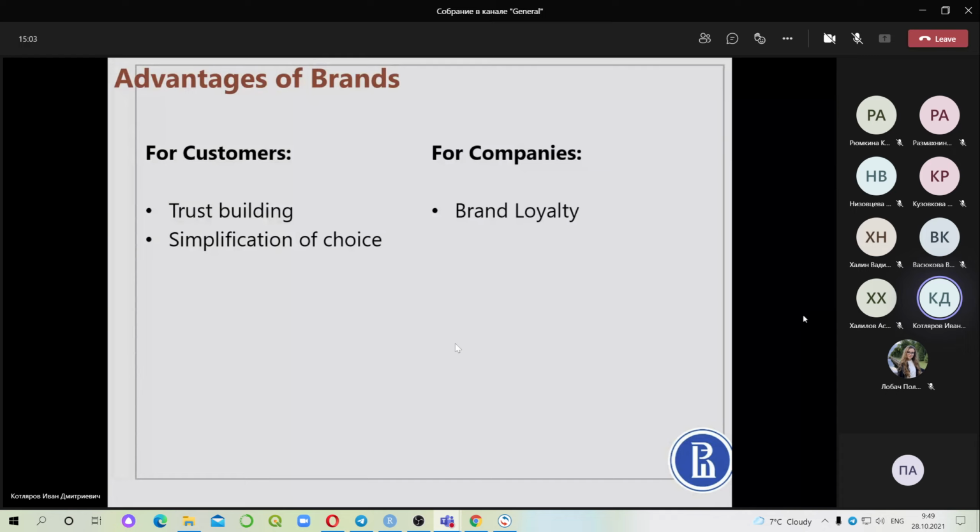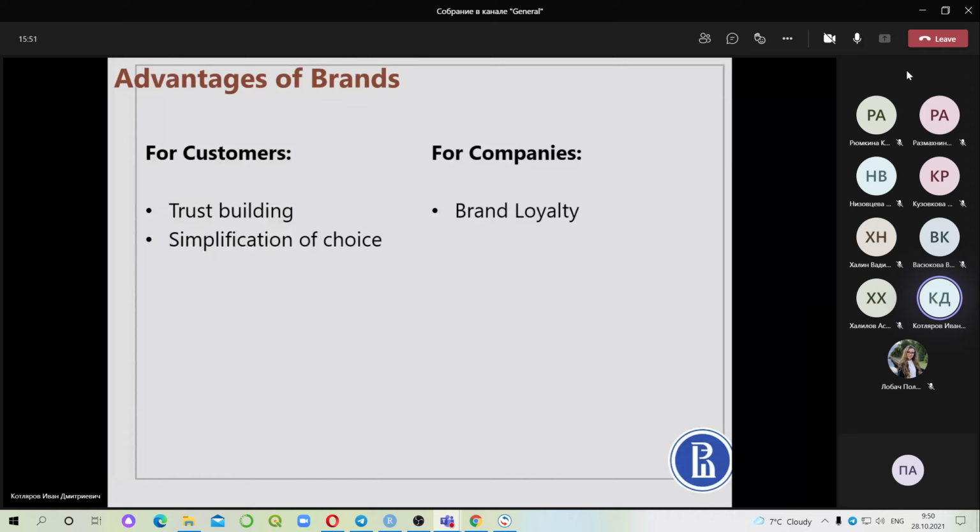What is the value of brands for companies? First and foremost, it's brand loyalty. Ladies and gentlemen, if customers trust your brands, they are loyal to them. They prefer these brands to other brands. But obviously, in addition to loyalty, brands are a source of financial value for companies. Because if people prefer brands, in this case, they will buy these brands. And these purchases will generate an additional cash flow for companies. Guys, is it clear, ladies and gentlemen? So, brand is beneficial for both customers and companies.